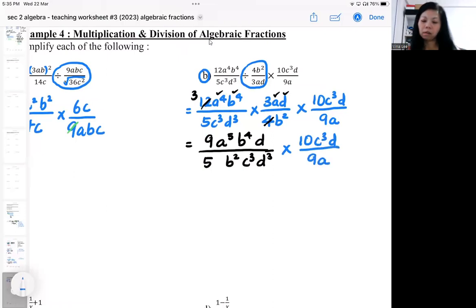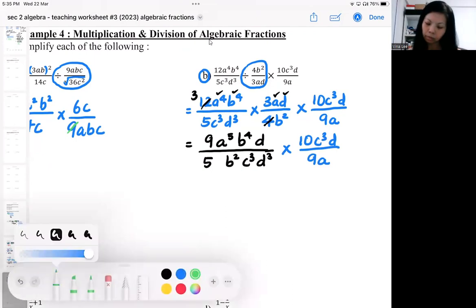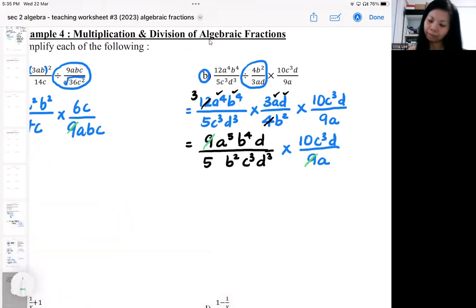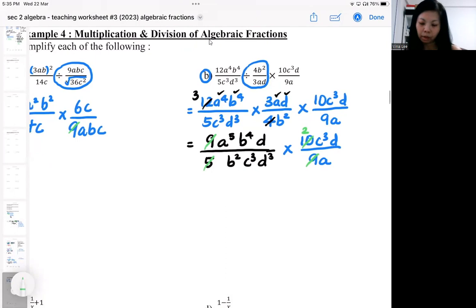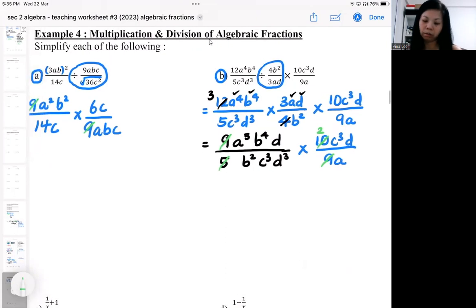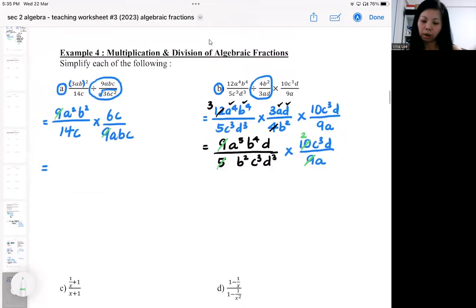So after I handle the first two, the 9 can be cancelled. The 5 can be cancelled. Okay, so I'm going to leave it to you. Do a top times top, bottom times bottom, and see whether you can get the answer or not. So for these two questions, you will need to try. After I help you simplify to this stage, will you be able to do a top times top, bottom times bottom, and then in a very organized way get the answer?